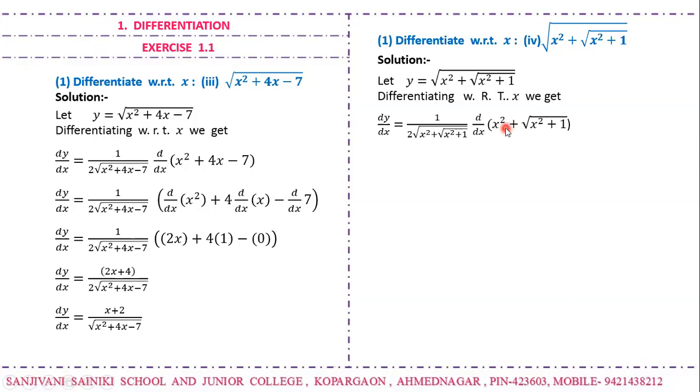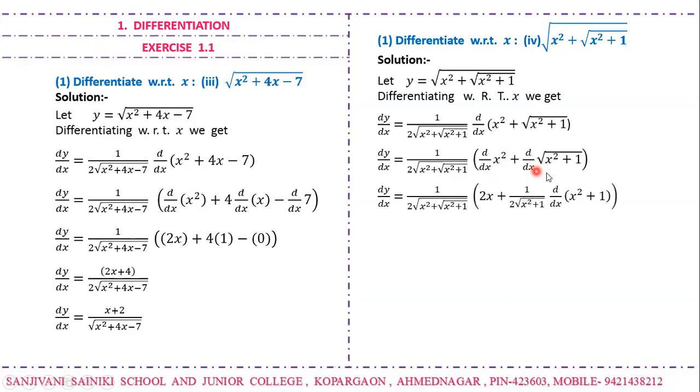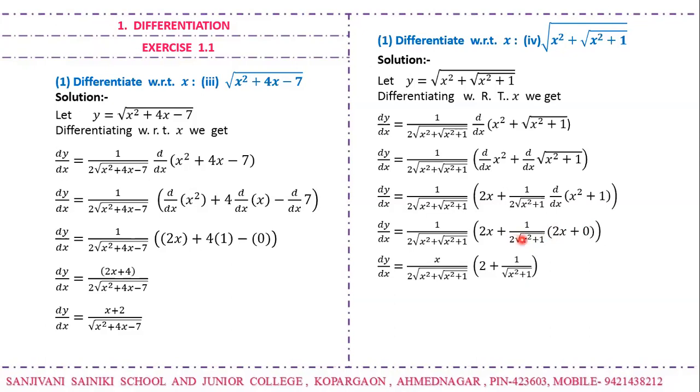Now how to take it? We will differentiate the first term x square and then add the derivative of root x square plus 1. The derivative of x square is 2x, and again here we have to use the formula for square root of f of x. Its derivative is given by 1 upon 2 root f of x into f dash of x. F dash of x means d by dx of x square plus 1. Its derivative is 2x and the derivative of 1 is 0. So 2x plus 0. Here this 2 and this 2 will get cancelled.